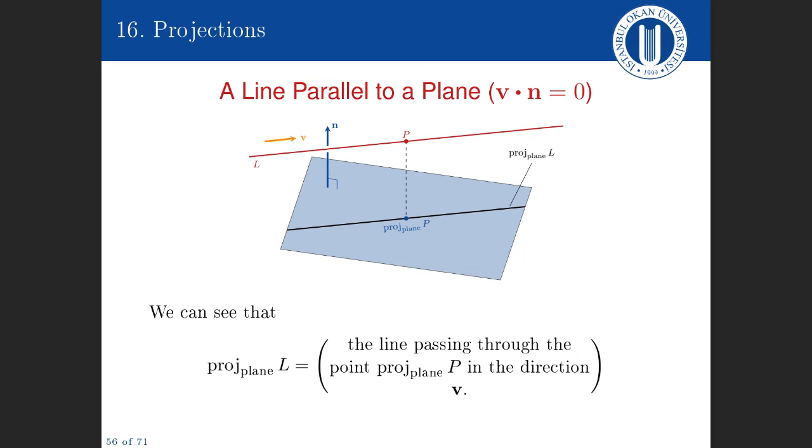Now, the black line and the red line are parallel. They both have parallel vector v. They just pass through a different point. The black line passes through the projection of P onto the plane. So the projection of the line L onto the plane is going to be the line passing through the point projection of P onto the plane in the direction v.